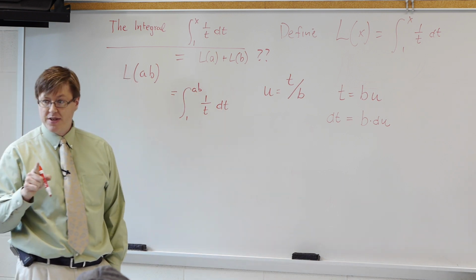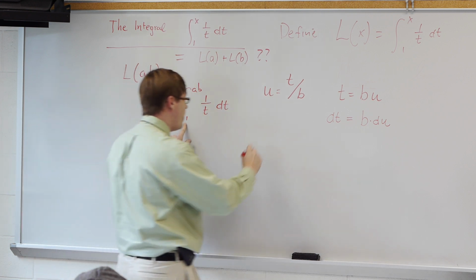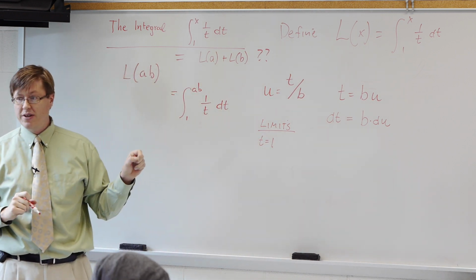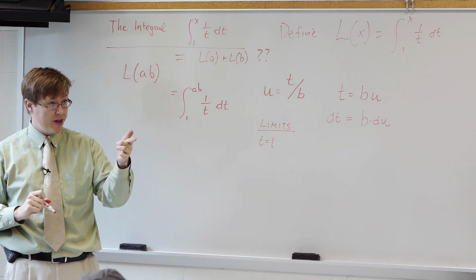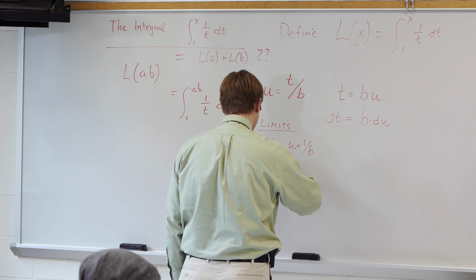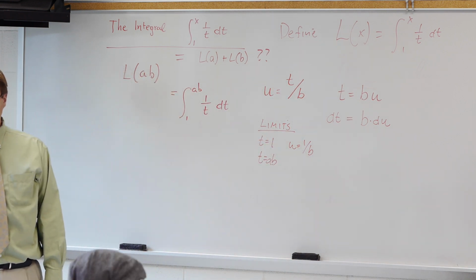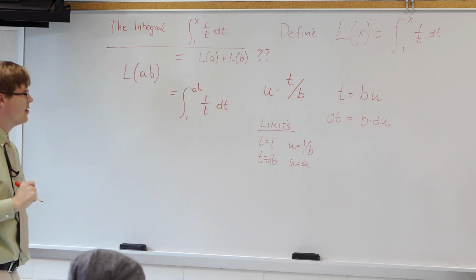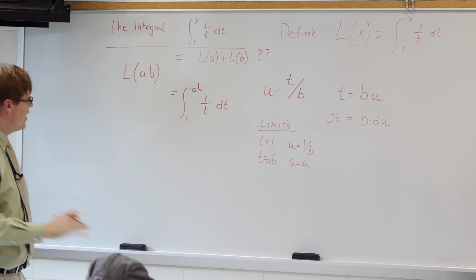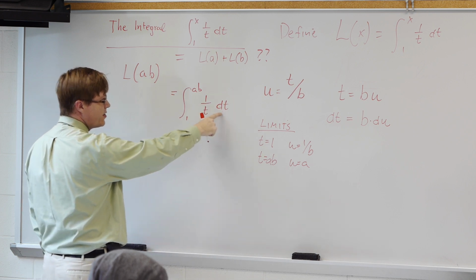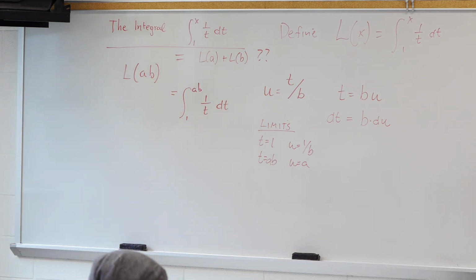And let's figure out what my limits are going to be. So if t is 1, so let's analyze the limits. If t is 1, then what's u? 1 over b, right, because you just plug it in here. And if t is a times b, what's u? Just a, exactly. And as I look here, I figured out what the limits are. I can figure out what 1 over t is. I have dt in terms of du, so I can do the substitution now and account for everything.